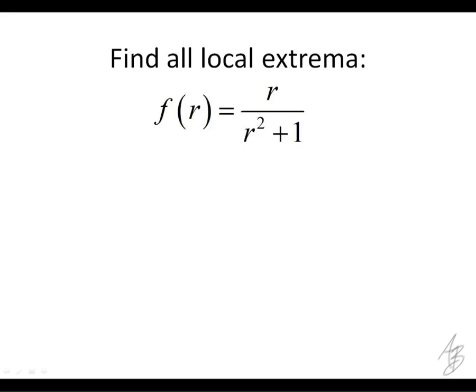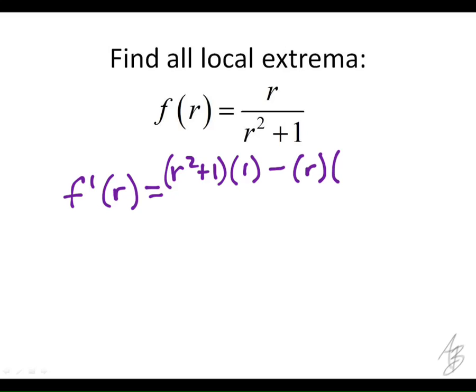Same thing. We want to find any local extrema. What we're going to do first is take the derivative. So f prime of r is going to be quotient rule, low d high times 1, okay, minus high d low over, okay, and that is squared. All right. Now what?